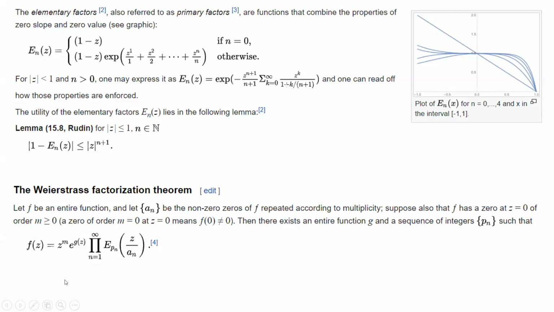And so you can write any function that is entire. This means it's complex differentiable on the whole plane. It has some zeros, a_n, that are repeated according to some multiplicity. So you can write it as some order vanishing at the central point, z equals 0, an exponential function, e to the g of z, where g is a nice differentiable function, and then the product of these factors.